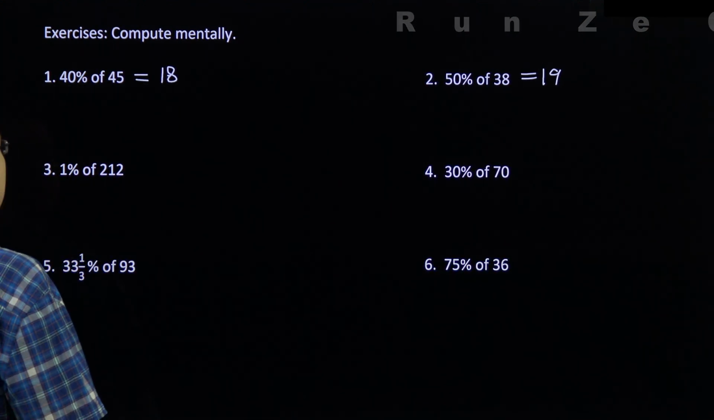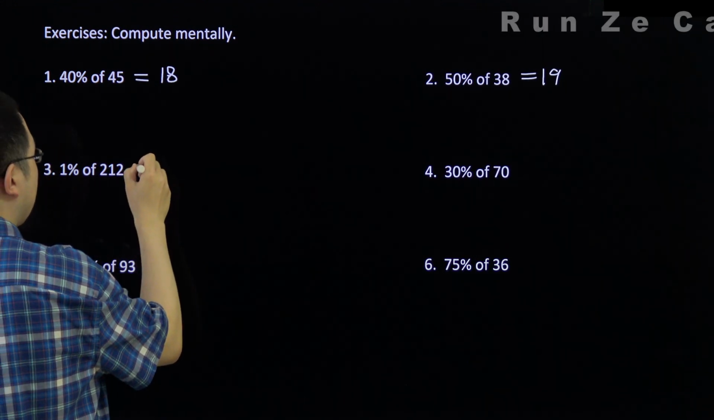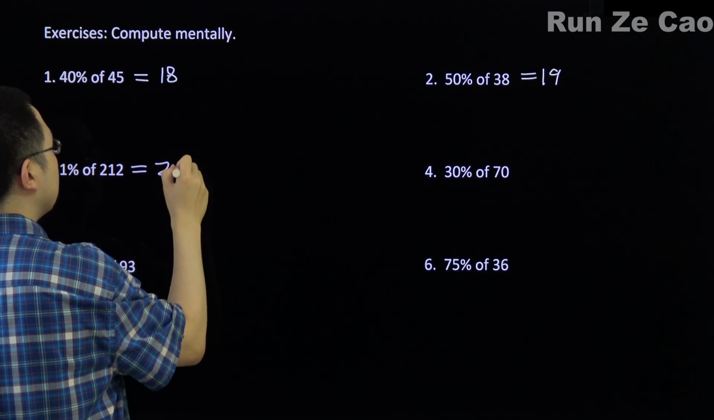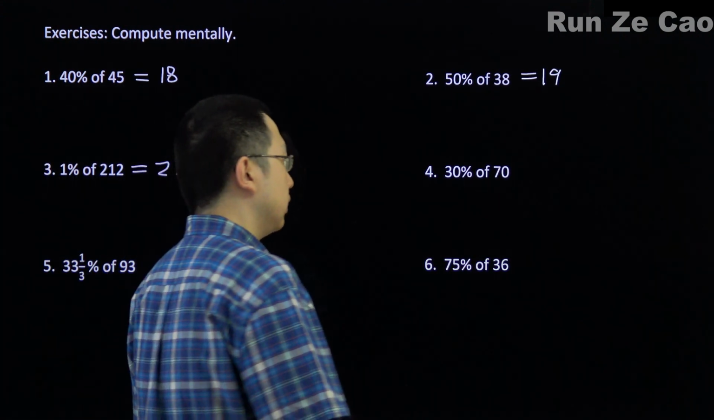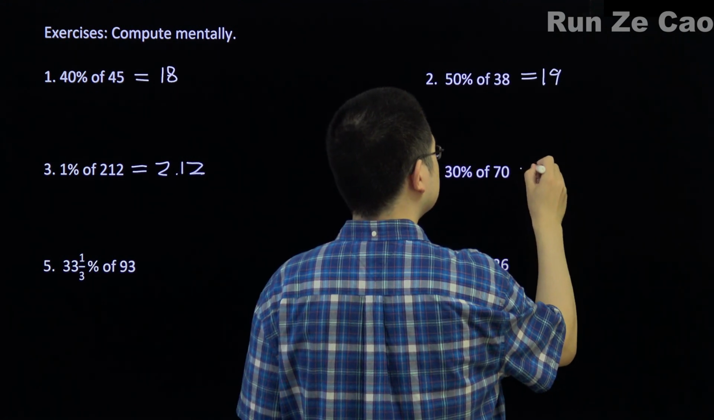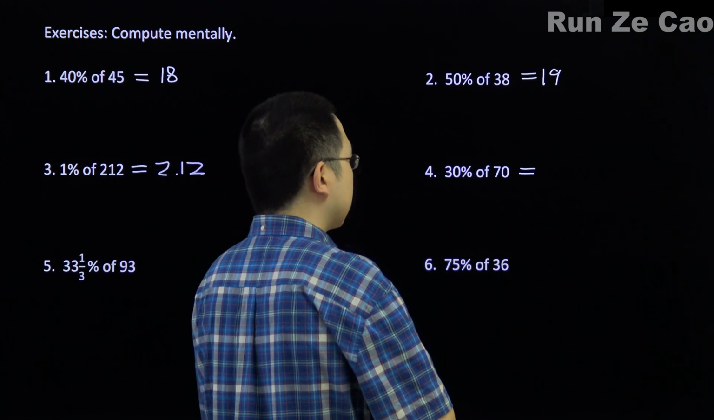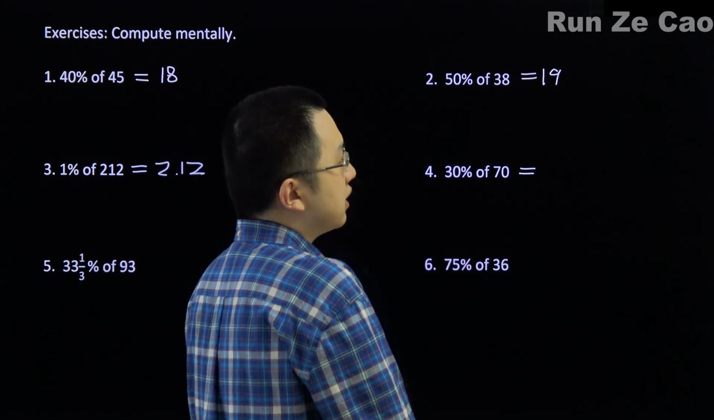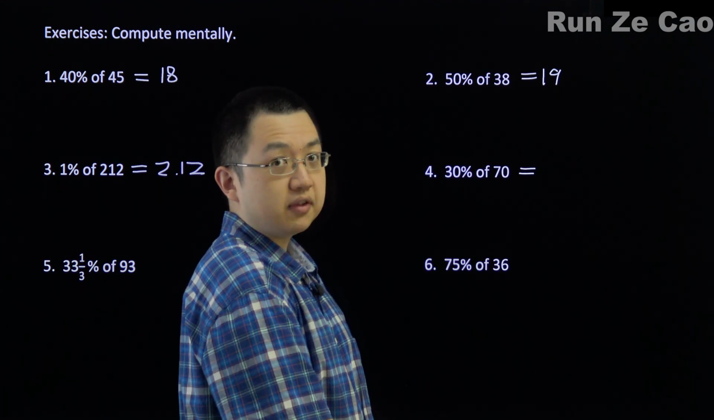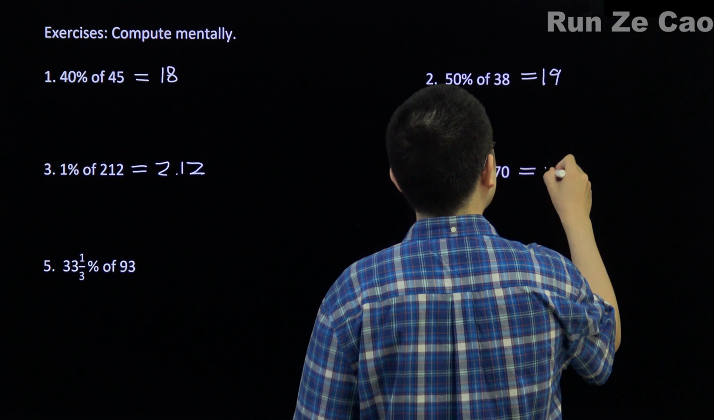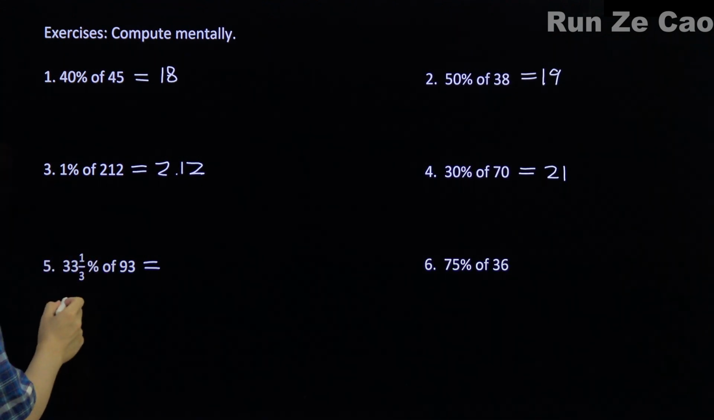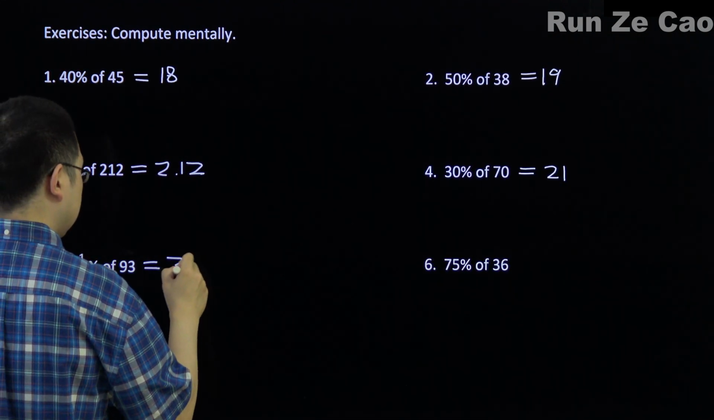1% of 212. 1% is 1 over 100. So 1 over 100 times 212. Or just 212 divided by 100. What happens? Oh, we move the decimal places. And we end up with 2.12 because it's dividing by 100. 30% of 70. Well, that's going to be 0.3 times 70. Or you can go, oh, 10% of 70 is 7, therefore 3 times 7 is 21. 33 and 1/3% of 93, that's going to be 1/3 of 93. 1/3 of 93 is 31.